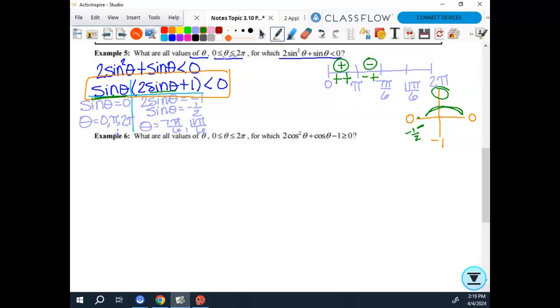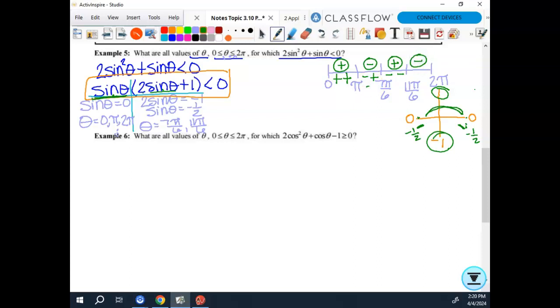Then I'm going to choose something between 7 pi 6 and 11 pi 6. Let's choose this, where my sine value is -1. If I substitute -1 in here, -1 times 2 is -2, plus 1 is negative. That makes it positive overall. Then I choose something between 11 pi 6 and 2 pi. This is -1/2 to 0, so I could choose -1/3 again. If I choose the exact same number, the exact same thing happens, which means this is negative.